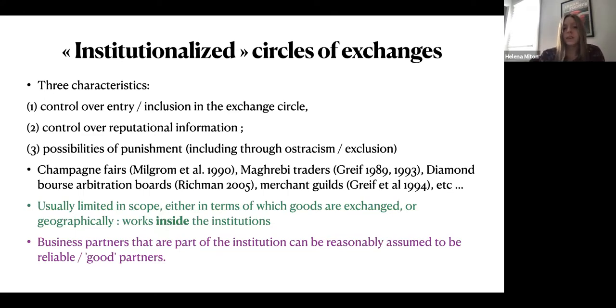Usually they are limited in scope, either in terms of which goods are exchanged or geographically. And again, they work really well, but only for what happens inside the institution. The way they work is that business partners that are part of the institution can reasonably be assumed to be reliable or good partners. That's a way they decrease uncertainty about how the exchange partner is going to behave. Are they going to cheat me? Are they going to provide lesser quality goods? All that is unlikely to happen if you are operating within one of those institutions.